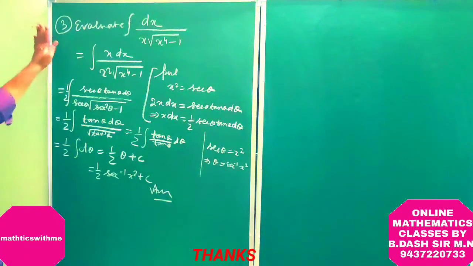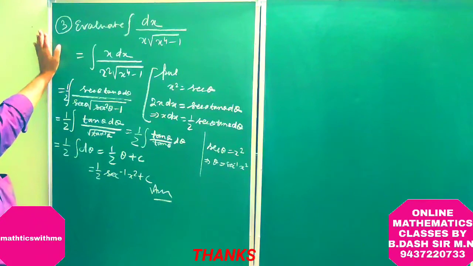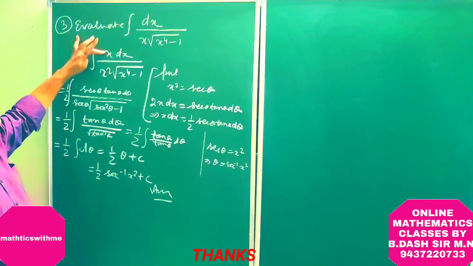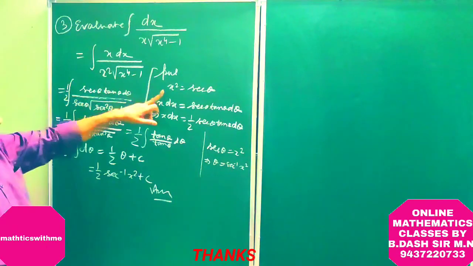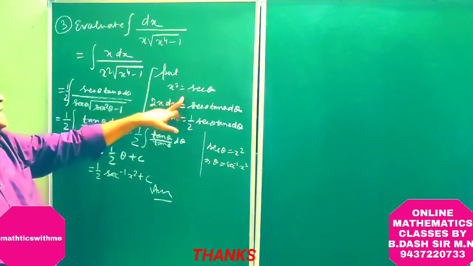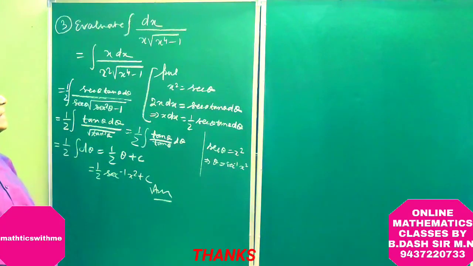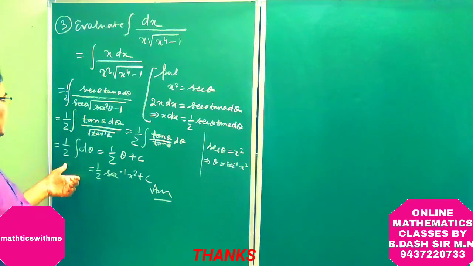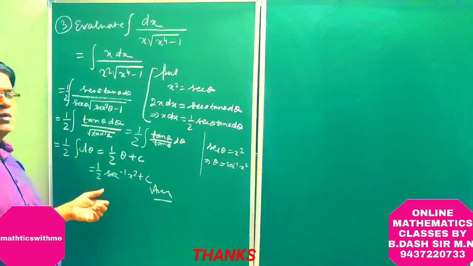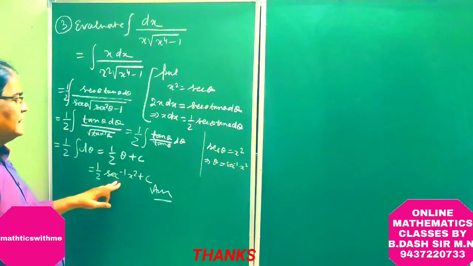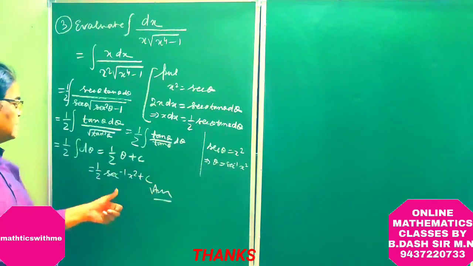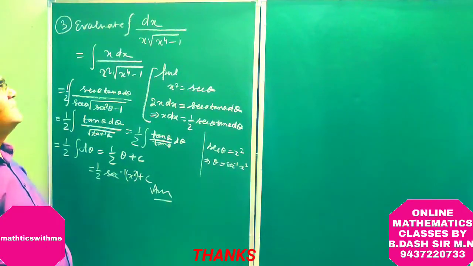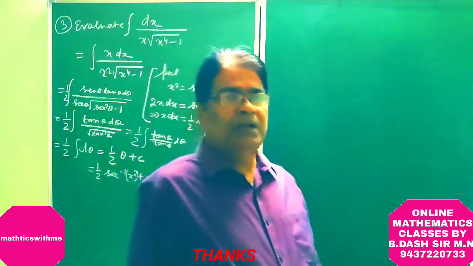So here we have to integrate dx by x root of x to the power 4 minus 1. In order to integrate this integral, let us multiply x to the numerator and denominator and put x square is equal to sec theta, then 2x dx is equal to sec theta tan theta d theta. Putting the values in the given integral after simplification, we get half integration d theta, which is equal to half theta plus c. Here theta is equal to sec inverse x square plus c. So with this, our third problem is solved.